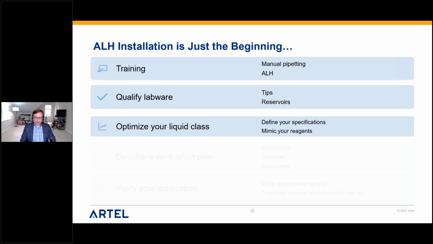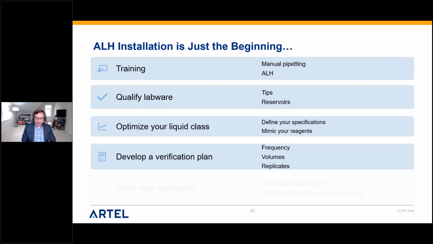Again, once you've purchased your system, you still need to optimize your liquid class. This is about defining your specifications. You want to mimic your reagents to the best that you can, because again, these are fluids. They're not all the same as water. Ethanol behaves very differently than water. 20% glycerol behaves much differently. 150 milligrams per mil monoclonal antibody in solution behaves much differently than water. So you need to keep that in mind. And I can't overstate how important optimizing your liquid class is.